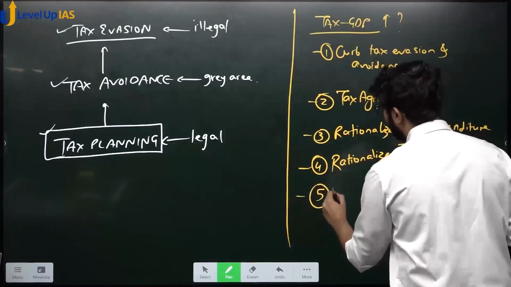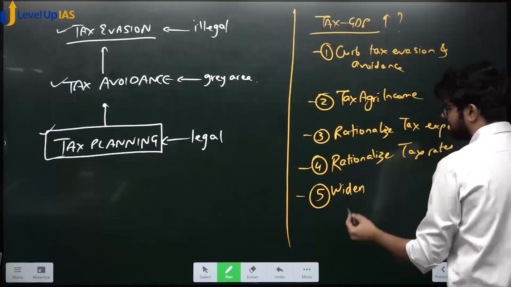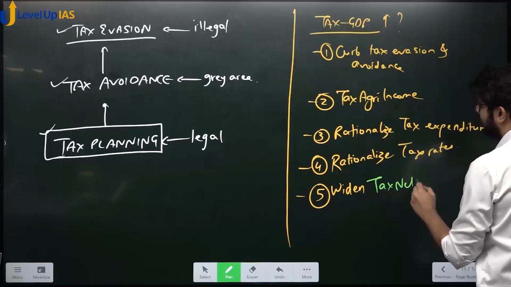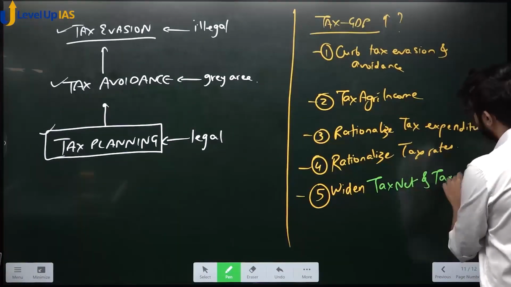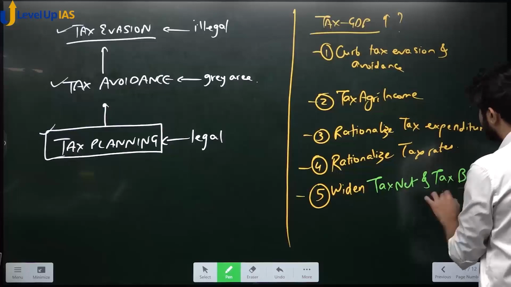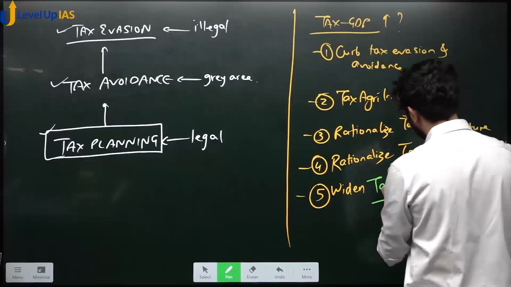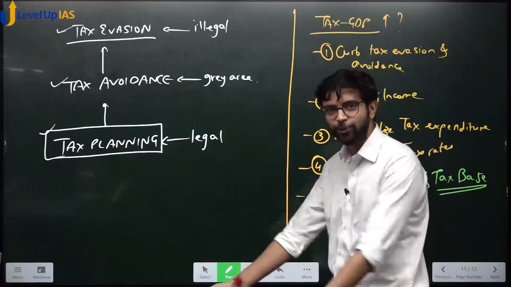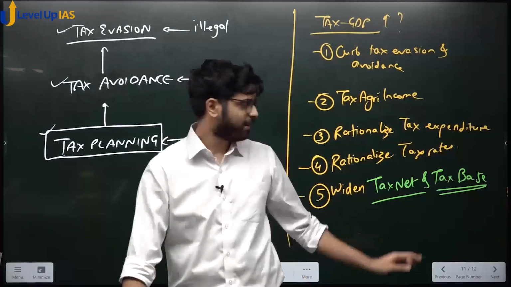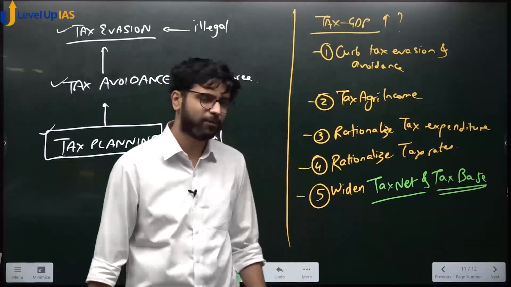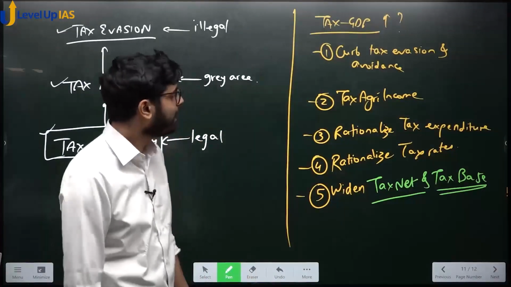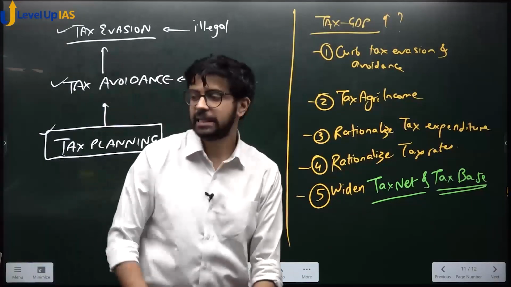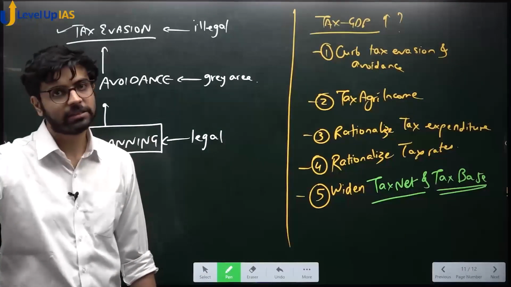So widen or broaden, whatever, or increase, widen your tax net and tax base. Similar words hai, if you ask me the difference. So tax base is more sophisticated, tax net is also used. ठीक है? Net has a negative connotation. Are you catching them in your net? ऐसा. Base is a positive word, net is a negative word. But ठीक है, both of them can be used. Widen your tax net and tax base. This is how you can increase your tax to GDP ratio. Is this clear? Are we fairly clear on this?